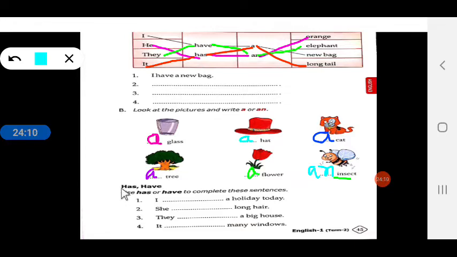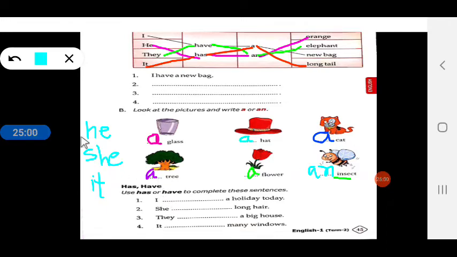Now let us go to has and have. These are the helping verbs of present tense. Do you know how to use the words has and have? Has is used after he, she, it, and after a singular noun. For example, he has, she has, it has, or Farooq has.